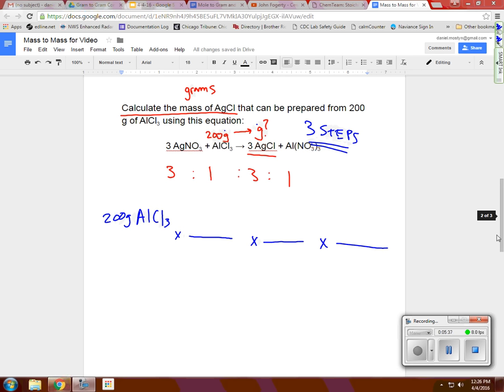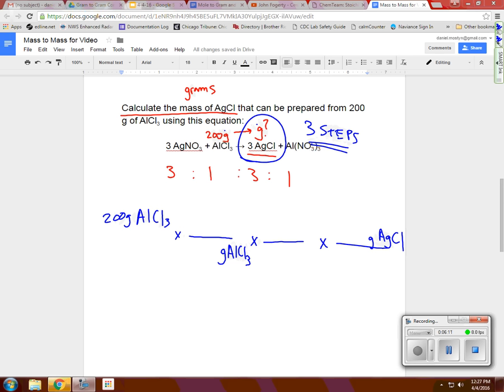So one thing I know is that I want to end up in grams of AgCl in the end. So I want to put that over here. I'll put grams of AgCl at the end. That's what I want to end up with. I know that I started with grams of AlCl3. So that's got to go down here because it's got to cancel out with this diagonal unit over here. So what I gotta do right now is set up my units so they all cancel out.